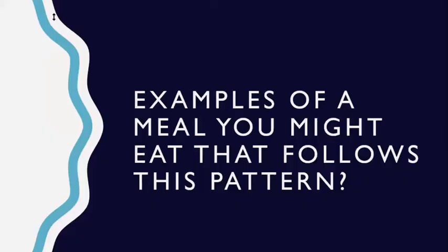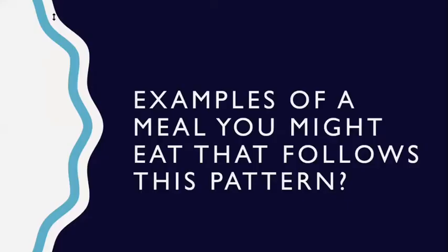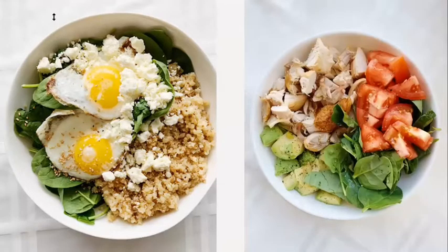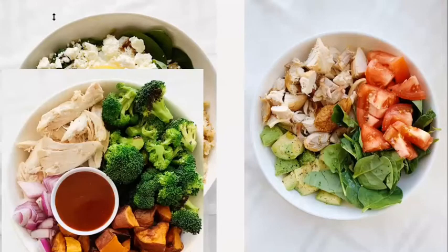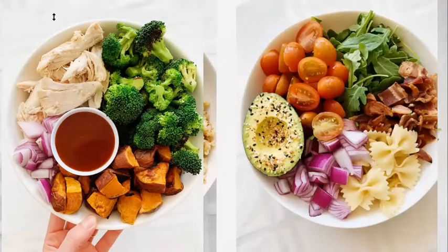I don't know if you guys can think of any examples of a meal you might eat that follows this pattern. It could be as simple as literally building your plate this way, having half of a sweet potato, a thing of chicken, and a side of broccoli, or it could be an egg salad with some cauliflower rice and cheese, or this one's like a chicken salad with some tomatoes and avocado. I just wanted to give you guys some examples of what this could look like. This one's got sweet potato, broccoli, chicken, and some barbecue sauce. Another salad with some pasta on it.